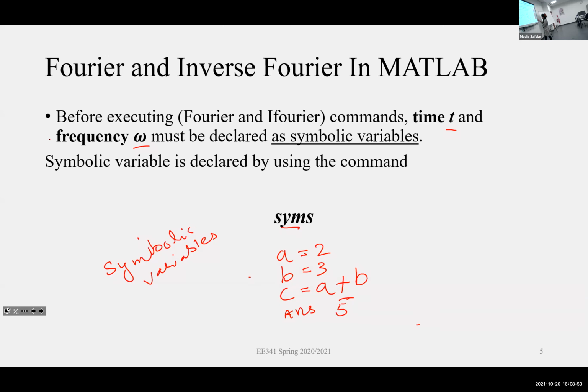Now, if I don't declare them and I just write c equals a plus b, MATLAB will give me an error. It will say undefined variable a, undefined variable b. But if I declare syms a b, then if I write this command, MATLAB will give me the answer a plus b. It means if I want variables in my answer, then I should declare them as symbolic variables. Okay? Do you understand?